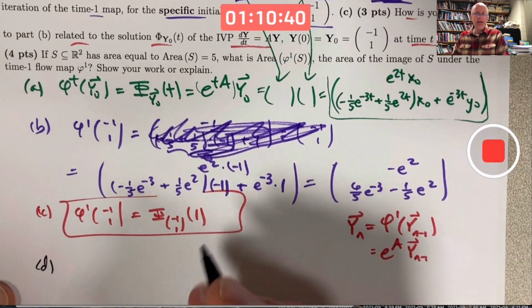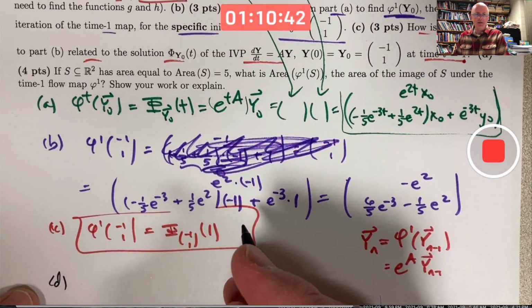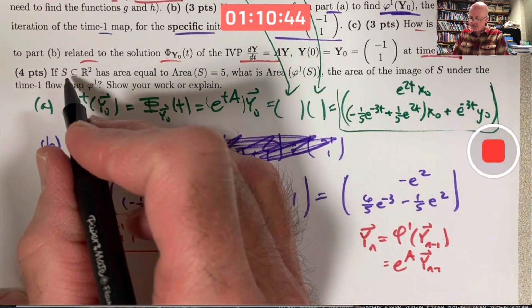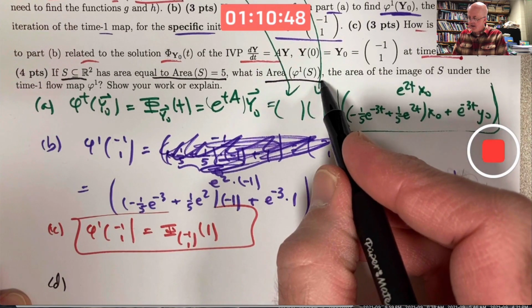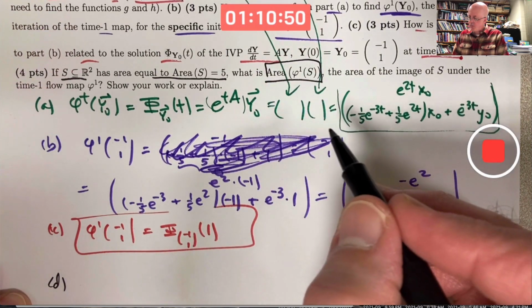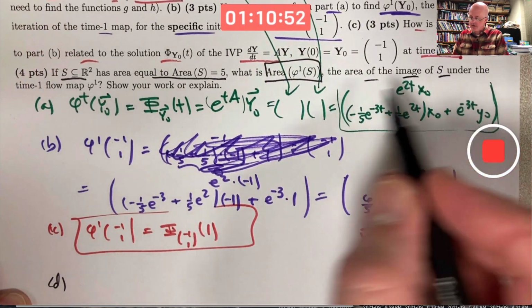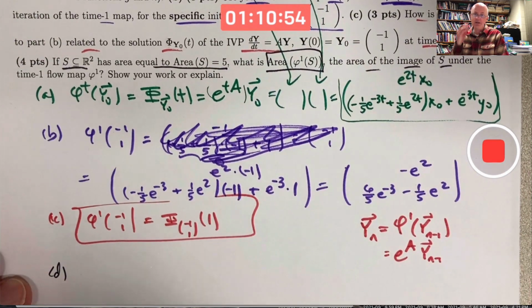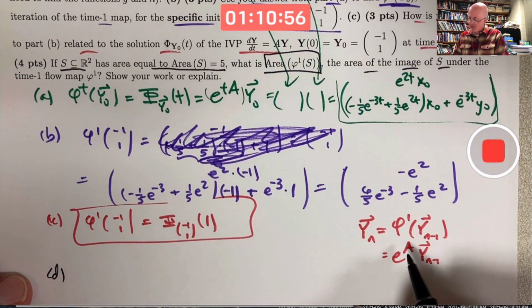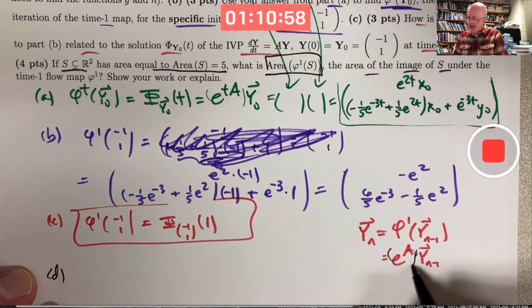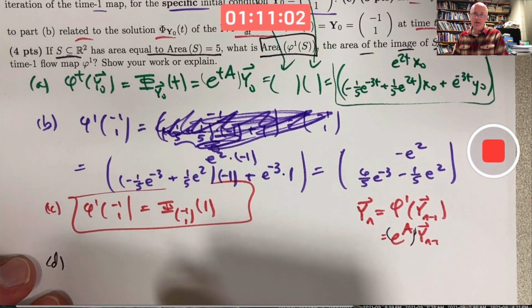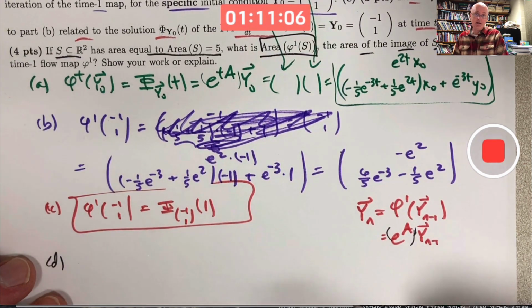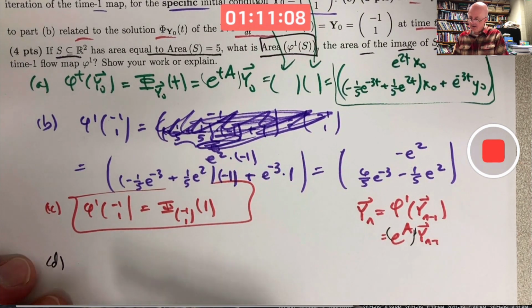Part D is just a knowledge thing as well. Suppose you've got a subset of the plane that has area equal to 5. What is the area of its image under the time 1 flow map? The area of the image of S under the time 1 flow map. Okay, you just need to know some things here. The time 1 flow map is implemented by e to the A, and so you need to know that the area is going to be multiplied by the determinant of e to the A. That's just a fact to know.